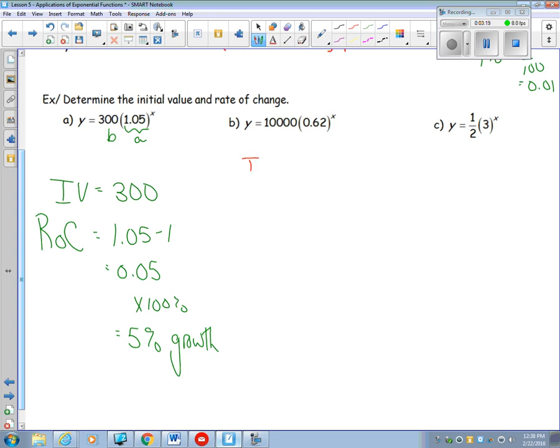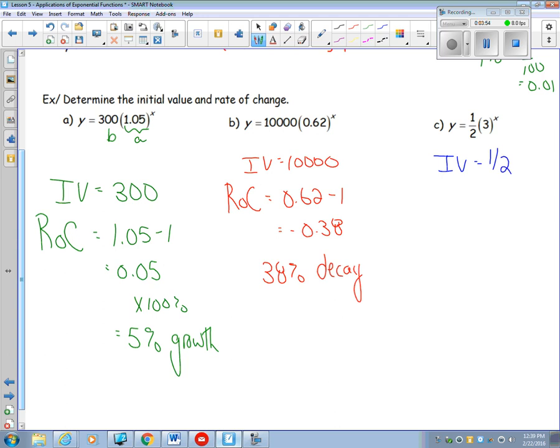Look at the next one. Our initial value, that would be 10,000. Our rate of change, the difference from 1, I got 0.62. I subtract 1, I end up with negative 0.38. What does that tell me? Well, 0.38 is 38%, and because it's a negative, this would be decay. Okay. 38% decay rate. This one's getting smaller over time. It's less than 1.